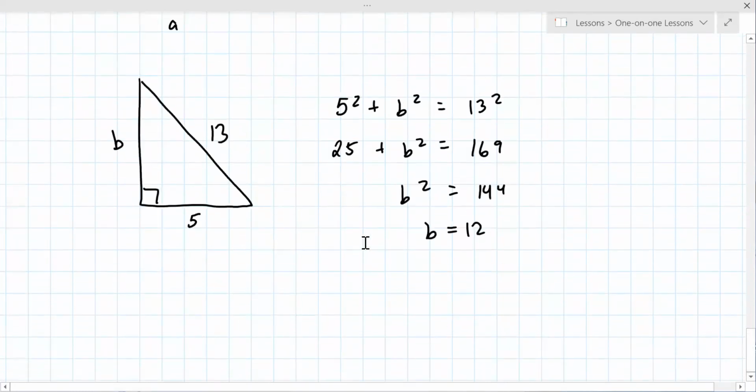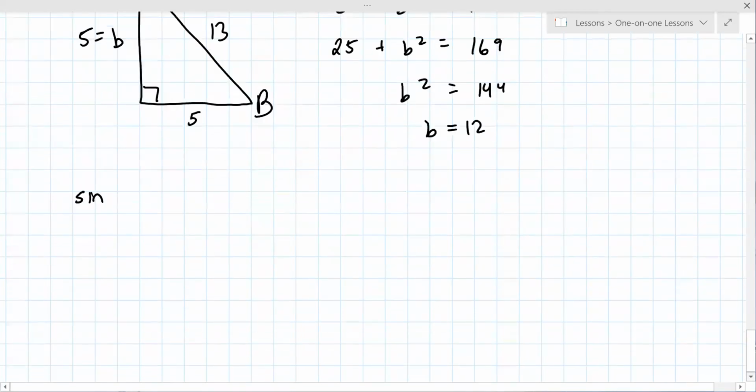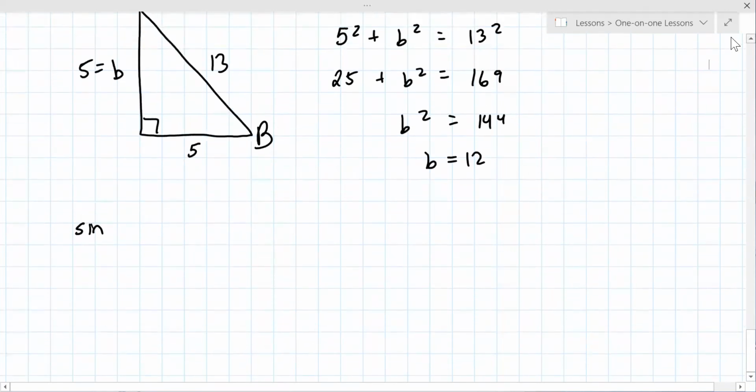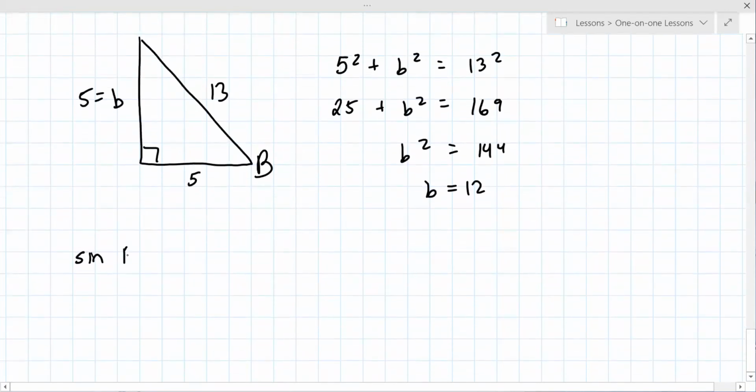Let's say that this is angle B here, and this is 5 now. We want to find the 6 trigonometric functions at B. Sorry, let me get to where this is showing up better. So sine B, cosine B. What is sine B? Opposite over hypotenuse, so 5 over 13. What's cosine B? Also 5 over 13. Oops, I'm sorry. No.